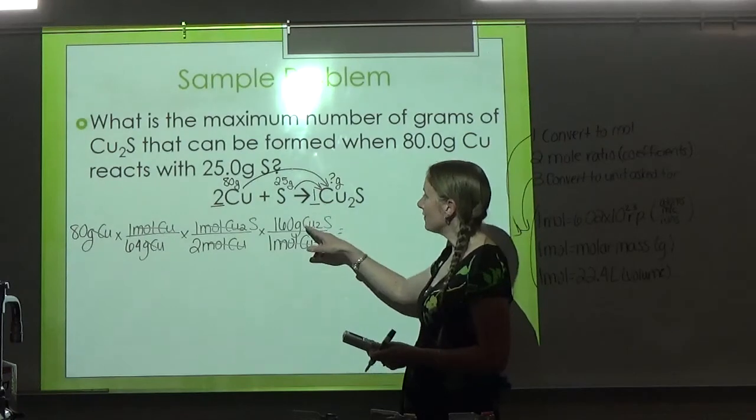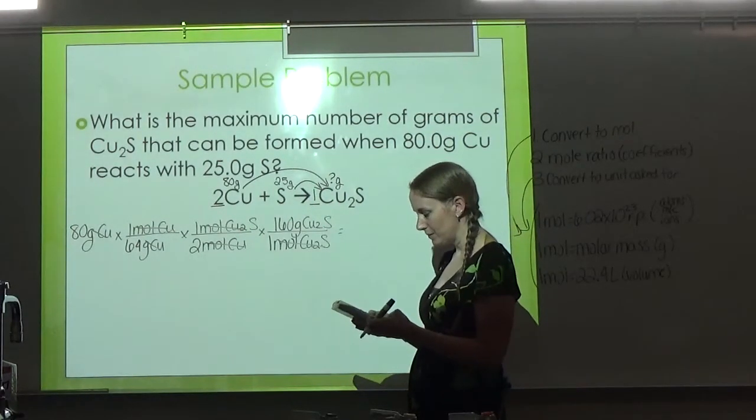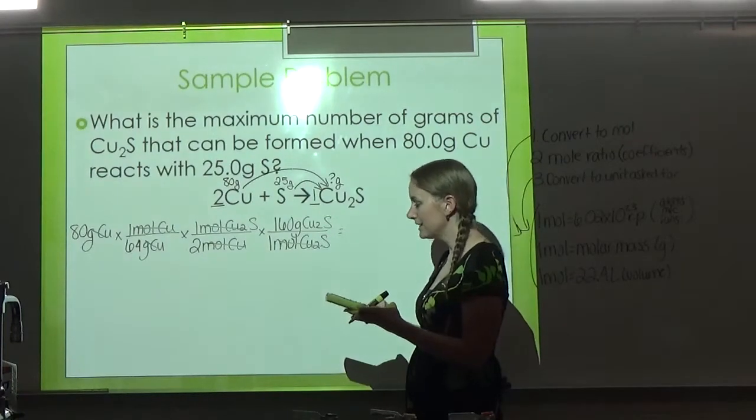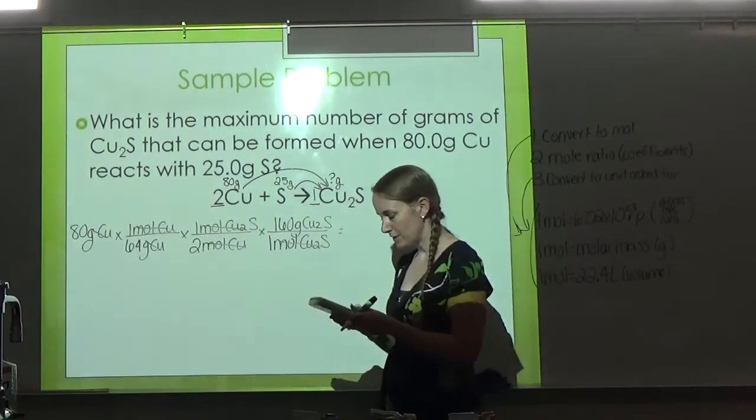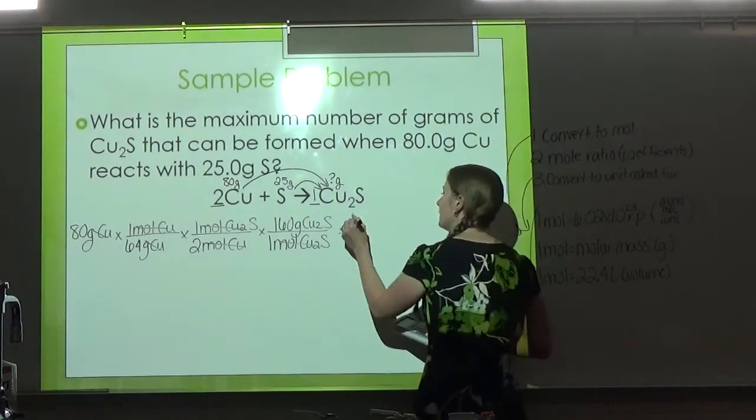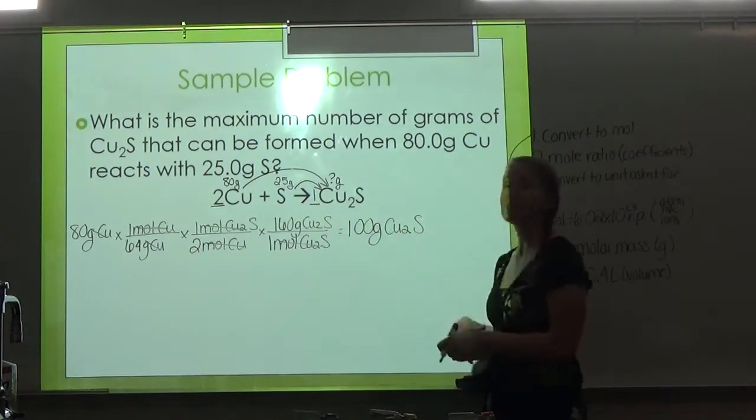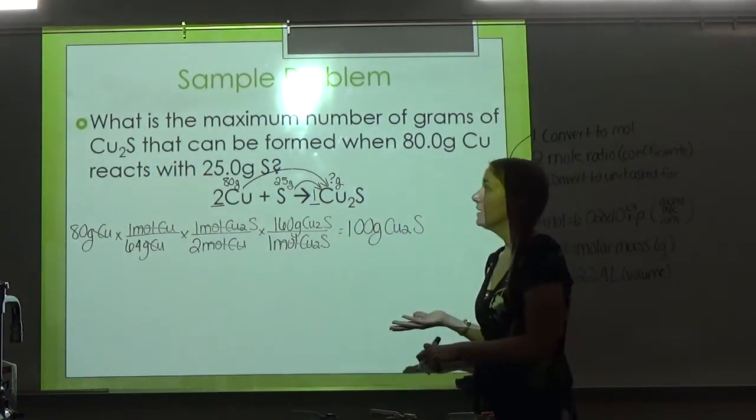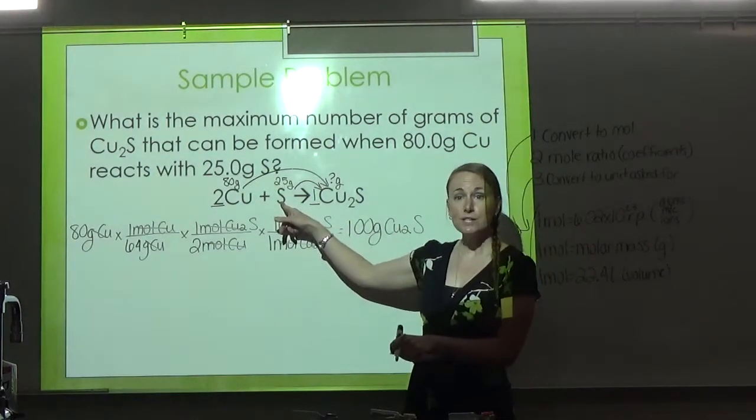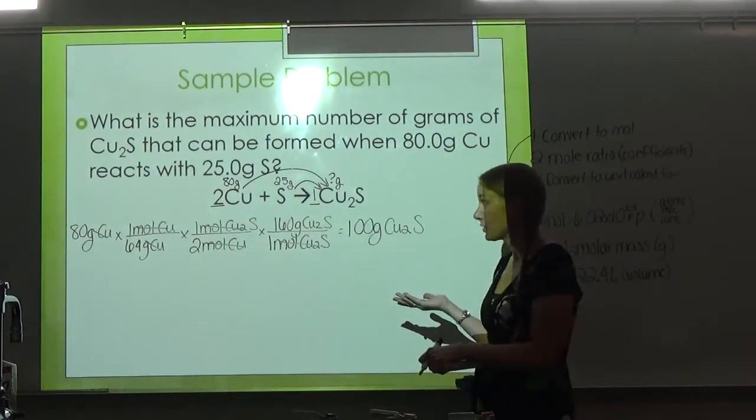All right, so now I've gotten to grams of my product, which is what I want, so I need to multiply the top. So I'm going to do 80 times 160 and divide by the bottom. So I'm going to divide by 64 and 2. And so I end up getting about 100 grams of my product. Now I don't know if that's how much I'm actually going to be able to make yet, because I haven't seen what's going to happen with sulfur yet. So I'm not going to box in my answer because I'm not sure.